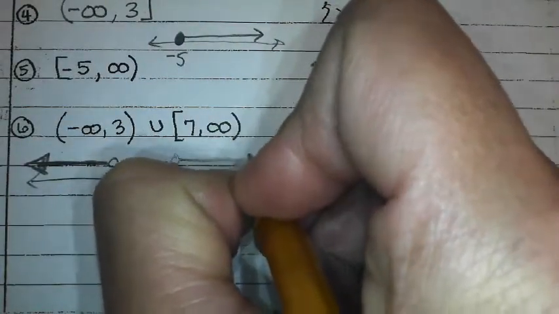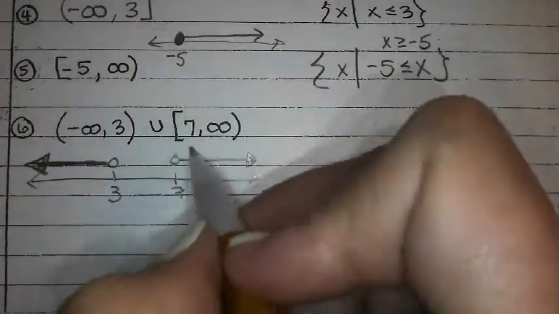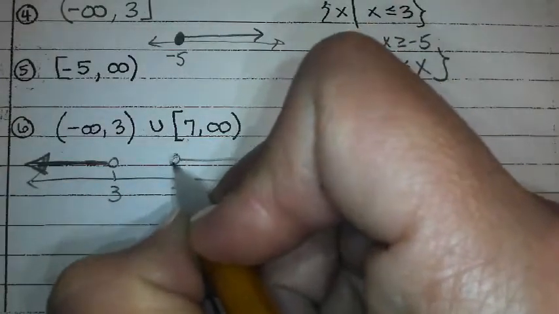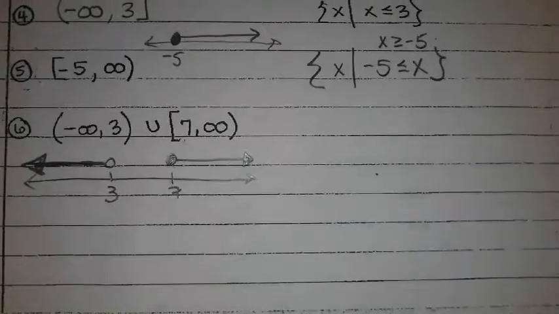And we have a union symbol. We're uniting that with 7 up to infinity. And we do include the 7, right? You see the brackets on the 7? So I'm going to fill that in. Okay? So in set builder notation, this is a little bit different because we're not filling between two numbers.